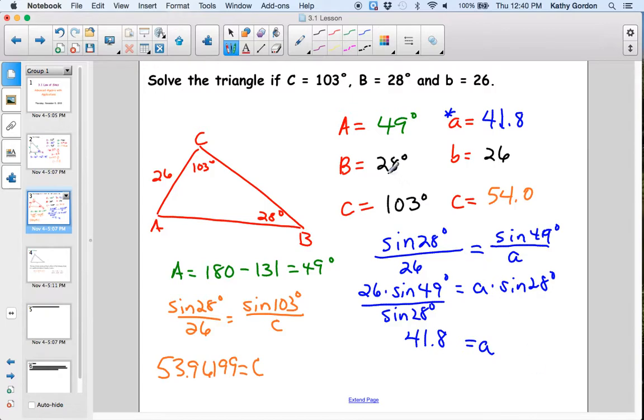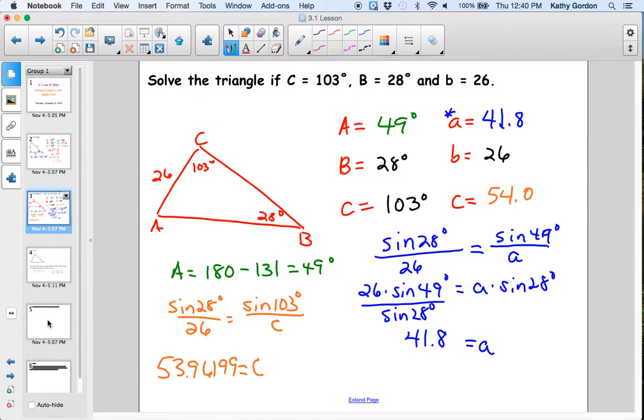So the one I know is the 28 and the 26. They're across from each other. So that's my basis for what the ratio should be, right? And then my other ratio that I set up to complete the proportion is the ratio that includes whichever piece I'm trying to find. So when I'm trying to find A, then it's got to be the sine of 49 over A. When I'm trying to find C, then it's got to be the sine of 103 over C, because that's the angle that's across from it. Makes sense. Okay. Any other questions on that one?